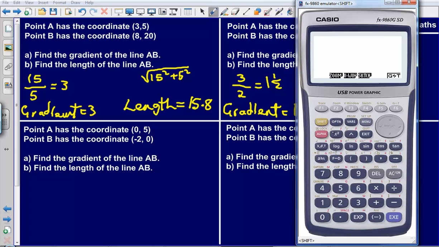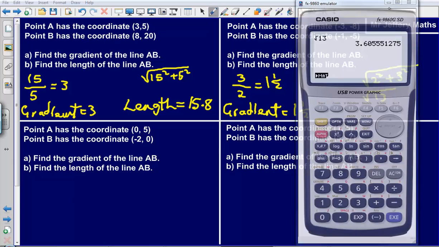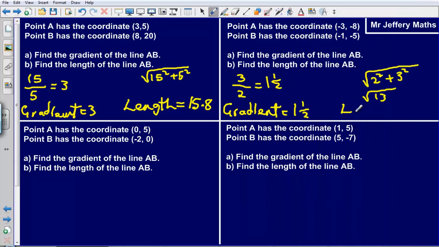So that gives us an answer of 3.6. So we could say that the length of the line is 3.6.